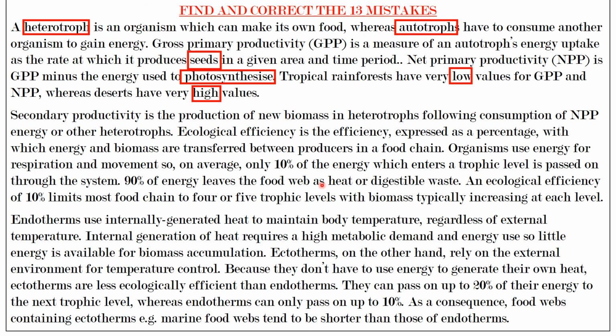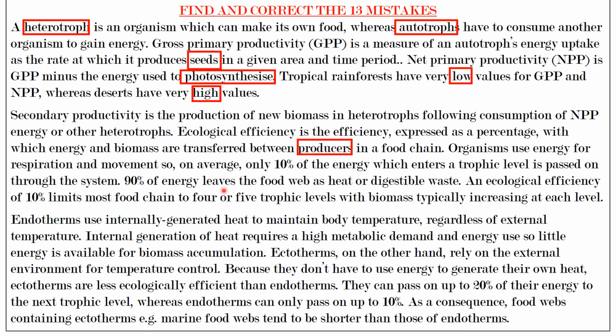So 7 more mistakes. Secondary productivity is the production of new biomass in heterotrophs following consumption of NPP energy or other heterotrophs. Ecological efficiency is the efficiency expressed as a percentage with which energy and biomass are transferred between producers in a food chain. It's not producers, it is the living things, I suppose. Between organisms would be okay in there. Between organisms in a food chain. Organisms use energy for respiration and movement, so on average, only 10% of the energy which enters a trophic level is passed on through the system.